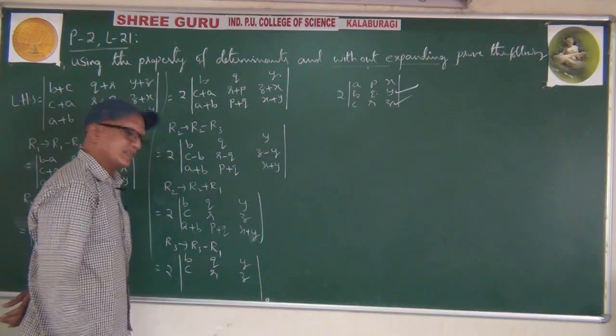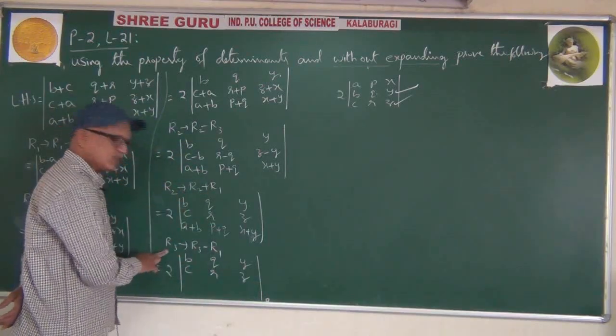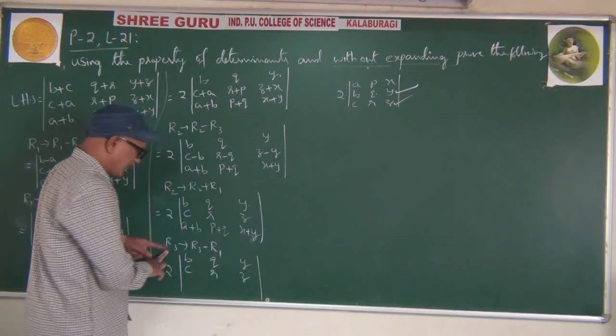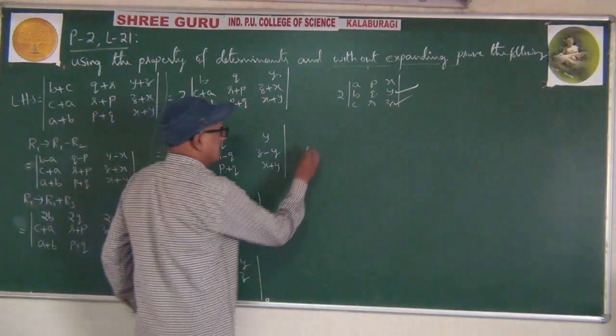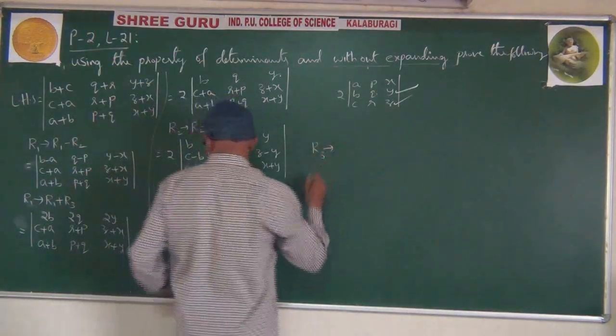Keep the first row as it is. Keep the second row as it is. Why? Because we are changing the third row. What are the elements in the third row? R3, R3. What are the elements in the third row?